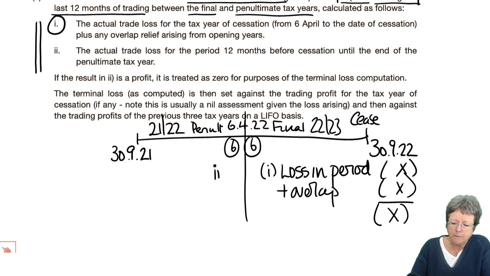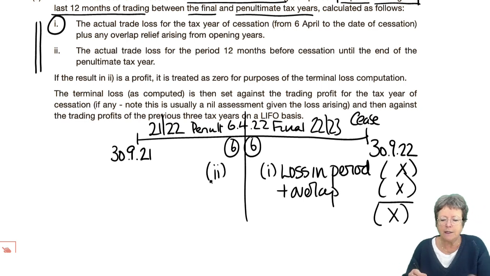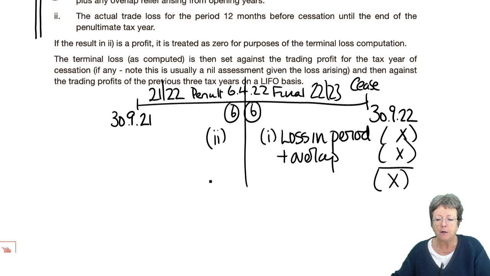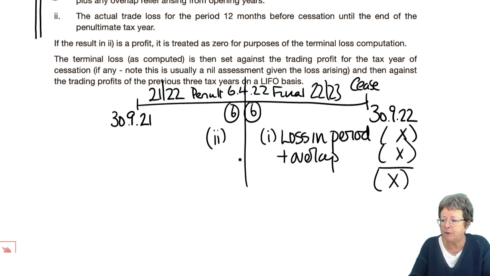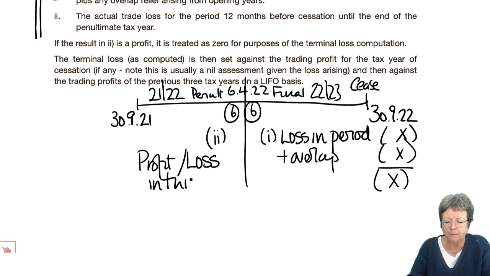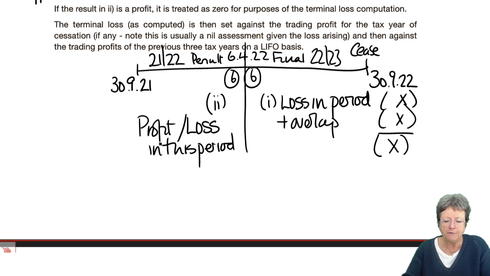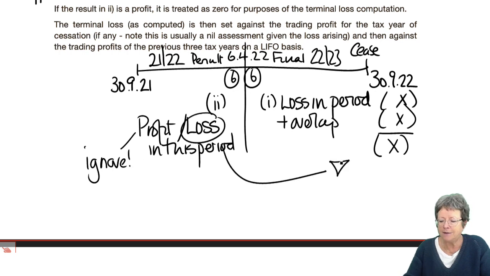Number two, the actual trade loss for the 12-month period before cessation until the end of the penultimate year. What happened here? Now, there is either a profit in this period or there is a loss in this period of time when you do the exam question. If it is a profit, you ignore it. If it is a loss, then you add it in here to make the terminal loss.